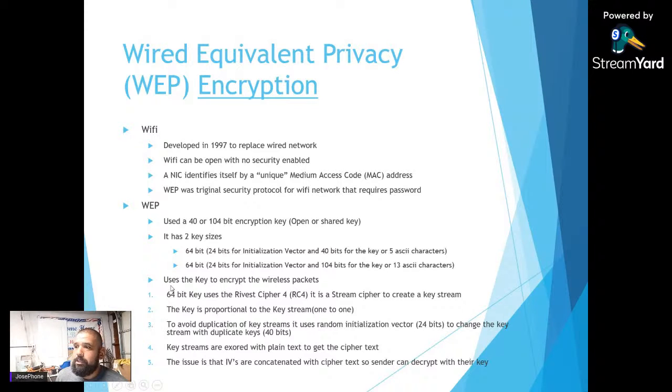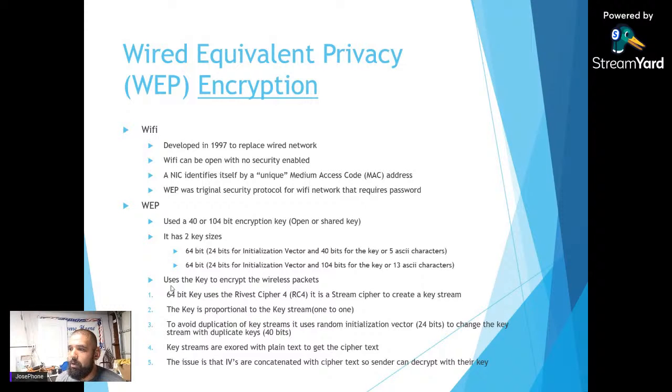The key does encrypt the packets using the key and the initialization vector combination using the Rivest Cipher 4, which is a streaming cipher protocol, and it creates a key stream. One of the things they needed to take into consideration was that the key stream couldn't be repeatable. Otherwise, crypto analysts can decipher that key fairly easily and quickly.